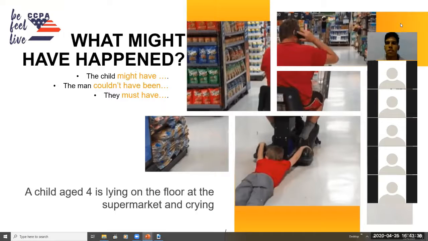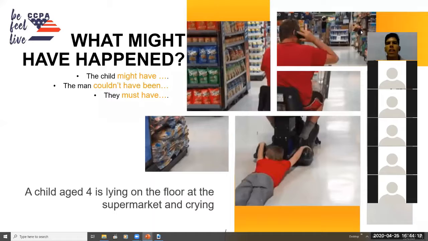I don't like where this is going. Why? Okay. The child might have, okay, he's holding on to that thing, so my best guess is, okay, I don't have any guesses. All right, you can try. So the child might have, the man couldn't have been, they must have. The man was irresponsible or something like that. That's what I'm assuming from that picture, right? Irresponsible in some way because he's just calling.